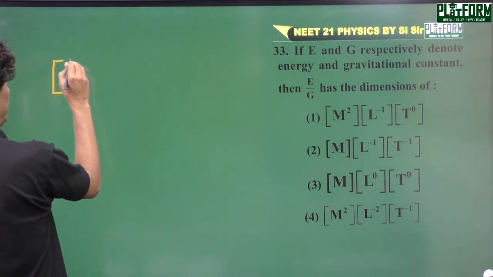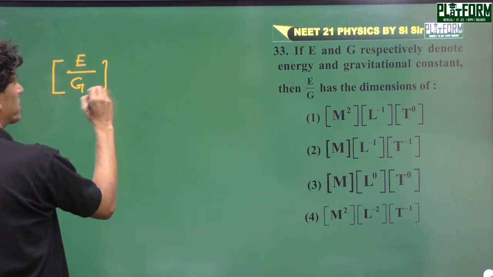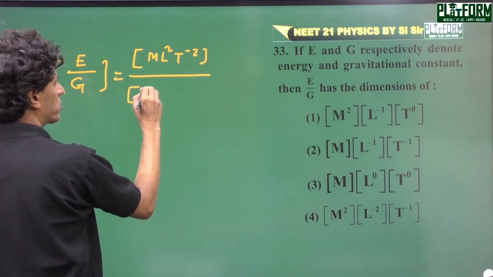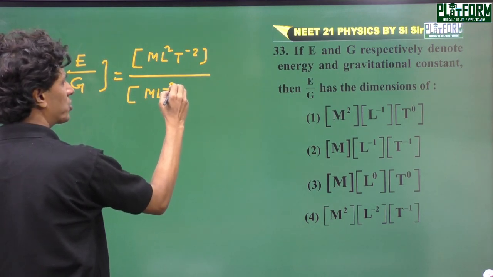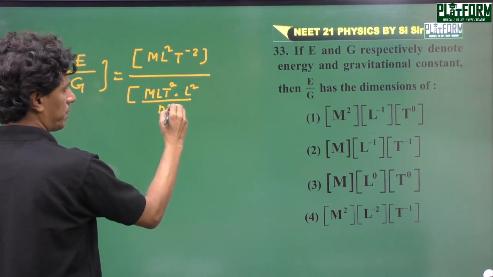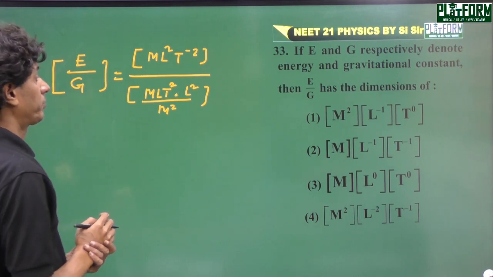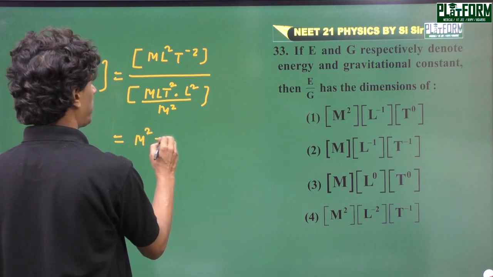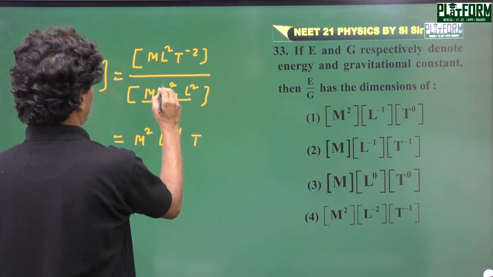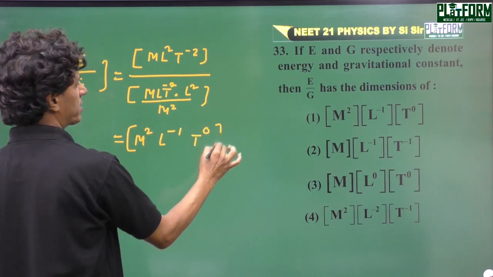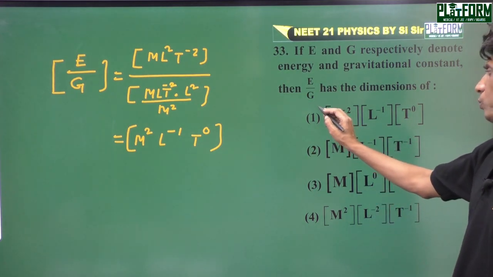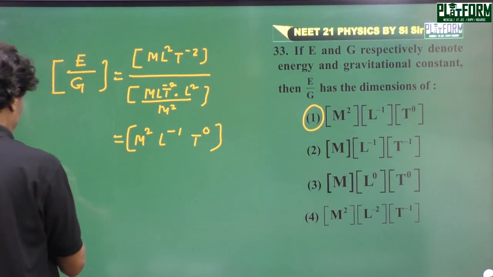So if we simply go by this, energy by gravitational constant, energy means M L square T to the power minus 2, and gravitational constant, you know, force means M L T to the power minus 2 into R square, that is L square, by mass square. In this way, it is mass square L to the power minus 1 and T to the power 0 is the dimension of this. So M square L to the power minus 1 T to the power 0, 1 is the right option here, or we can find this.